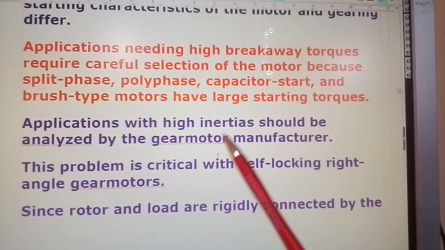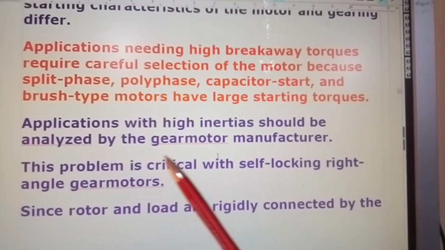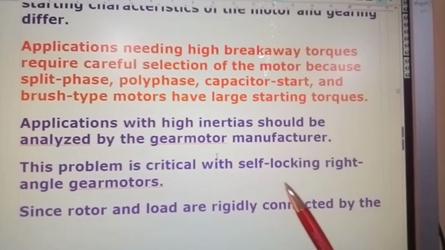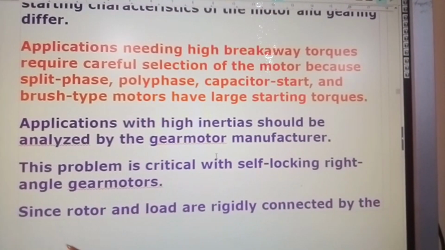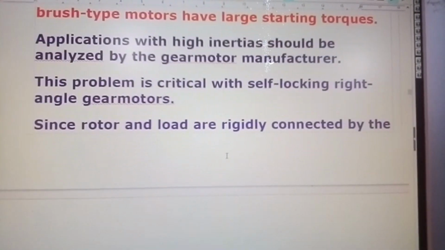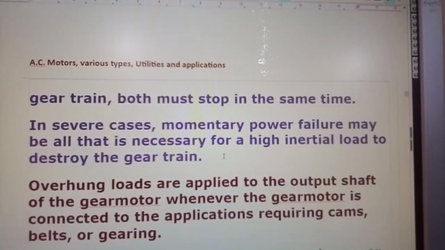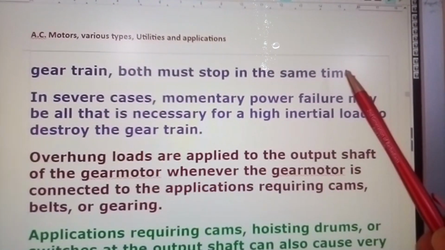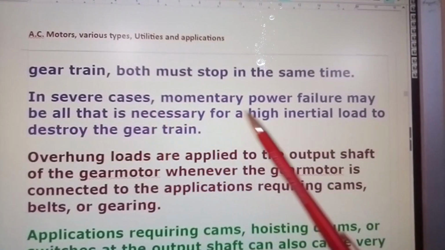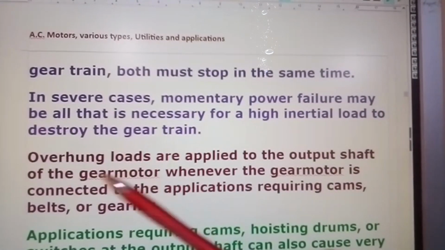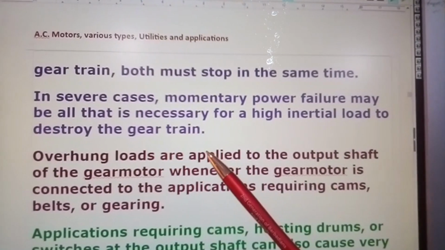Applications with high inertias should be analyzed by the gear motor manufacturer. This problem is critical with self-locking right-angle gear motors, since rotor and load are rigidly connected by the gear train. Both must stop in the same time. In severe cases, momentary power failure may be all that is necessary for a high inertial load to destroy the gear train.